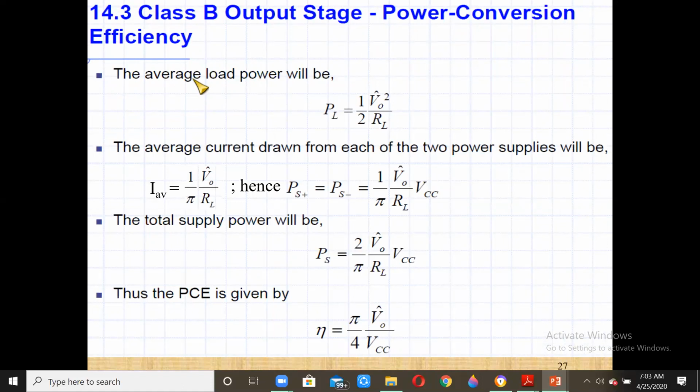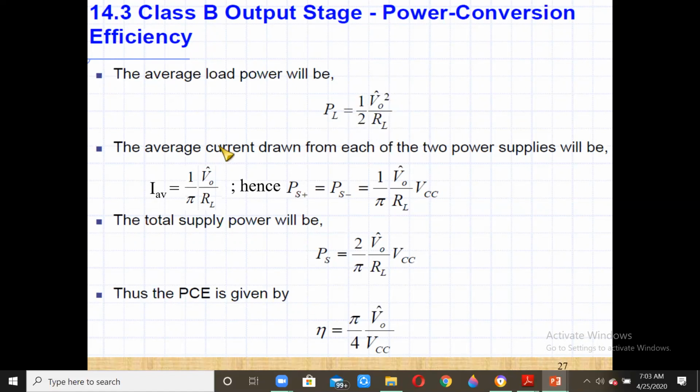So neglecting the deadband portion always, we can consider that the average load power PL is again V RMS square by RL, and that turns out to be V naught square by 2 RL, where V naught is the peak. So V RMS square by RL will be the value of PL. V RMS is equal to V naught by root 2, and therefore PL will be equal to 1 by 2 V naught square by RL.